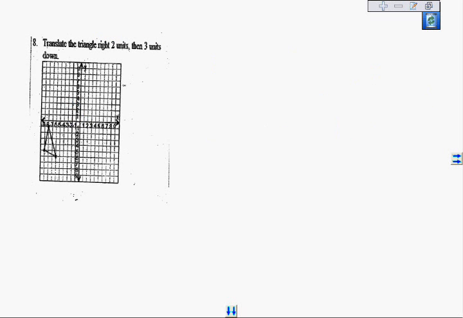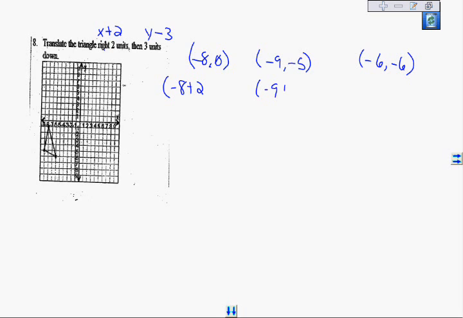2 more. Translate the triangle right 2 units. That's x plus. And 3 units down. That's y minus. Negative 8, 0. Negative 9, negative 5. Negative 6, negative 6. All the x's you add 2. All the y's you subtract 3.